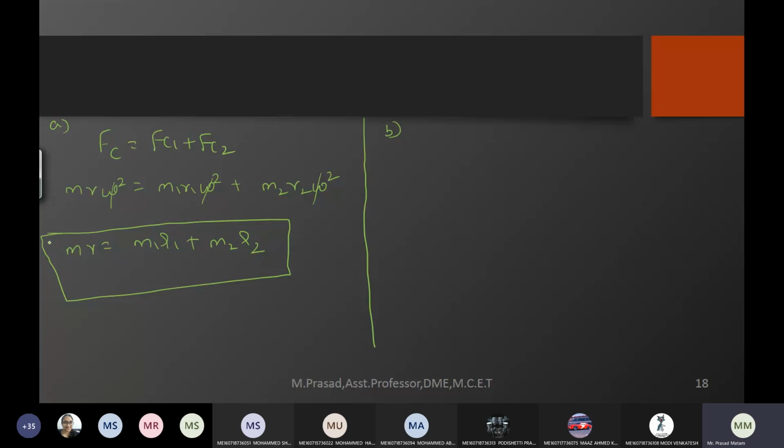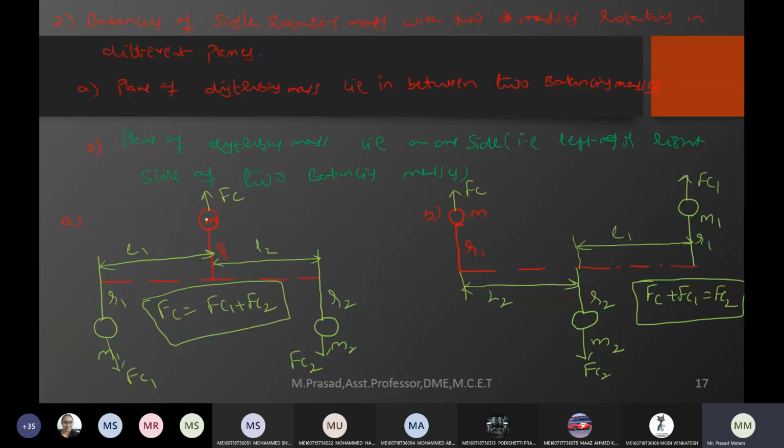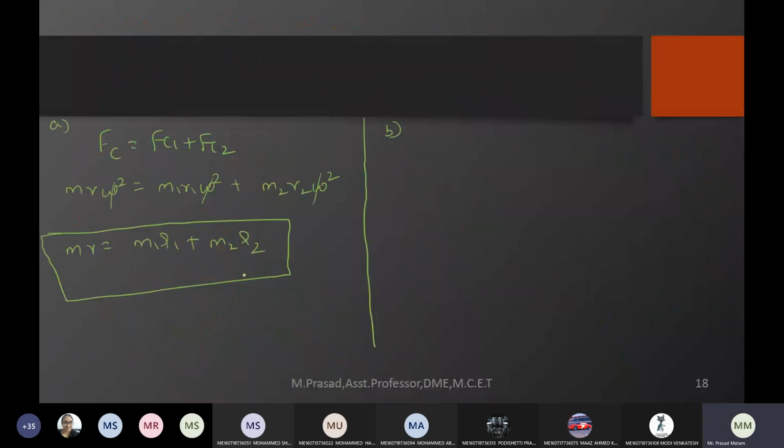In which case? Balancing of a single rotating mass by two masses when the disturbing mass is at the midpoint, not only at the midpoint but at the center. The disturbing mass is located in between the two balancing masses. You can see here the disturbing mass in red color is located between the two balancing masses. Under this condition, the condition for balancing is M R is equal to M1 R1 plus M2 R2. That is for case A.